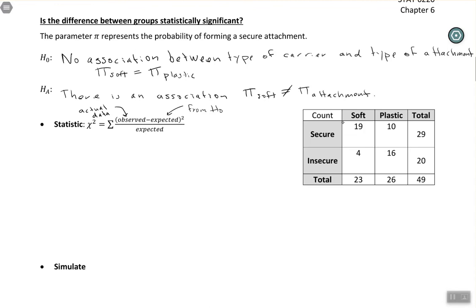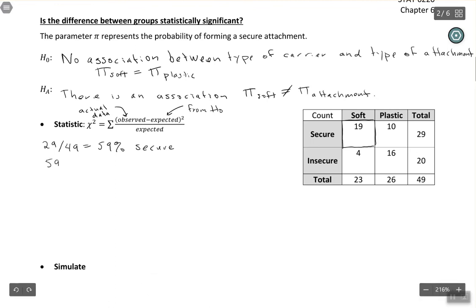So let's try to find the expected count in this first box here. So the soft carrier and the secure attachment. So if there were really no association between the type of carrier and type of attachment, we would expect the same probability of attachment in each group. And what should that probability be? Really the best that we can do to estimate is to use the data that we already have. Right, so we can see overall in this data set, 29 out of 49, or about 59%, have secure attachments, right? And we would expect that 59% to be the same in both the soft and the plastic group.